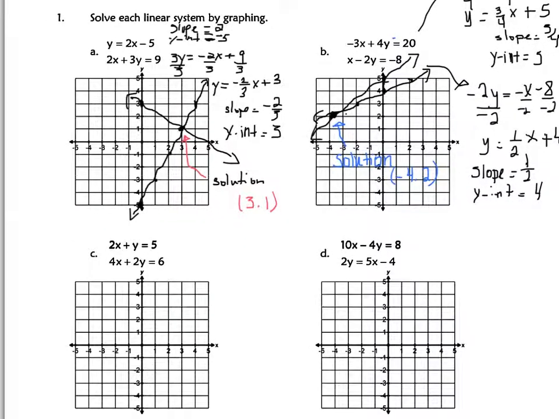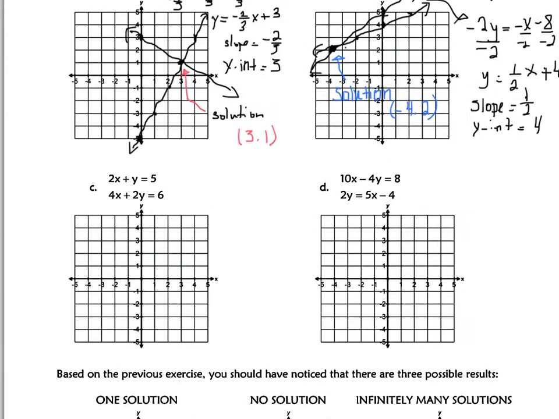So we try the next two examples. This one is not too hard to rewrite. You just get the y by itself, and then it's negative 2x plus 5. And that would be a slope of 2, and a y-intercept of 5. Sorry, a slope of negative 2.